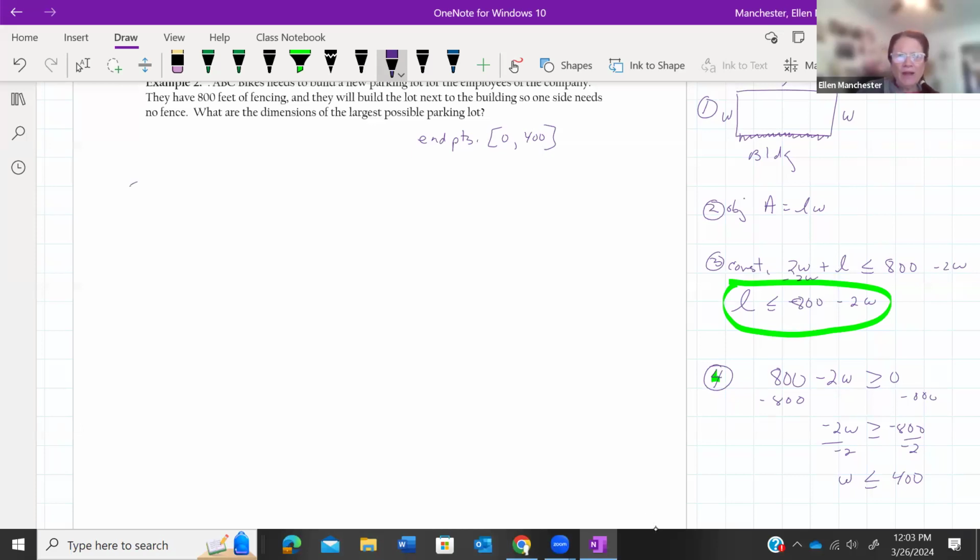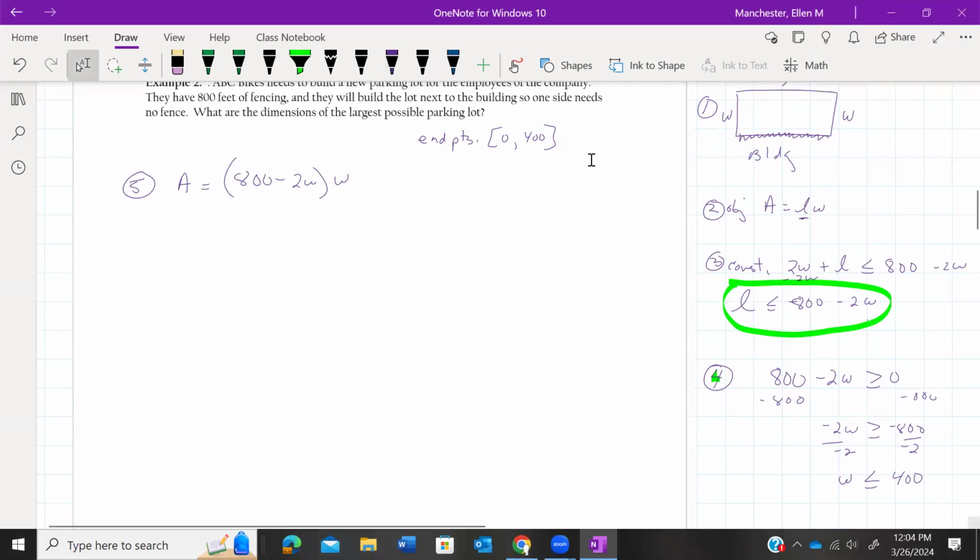Okay, step 5. Now we're going to plug our constraint into our objective. So we're going to take out this L and plug in the 800 minus W. So I have area equals 800 minus 2W. Yeah, go ahead, Adam. That was by accident, myself.